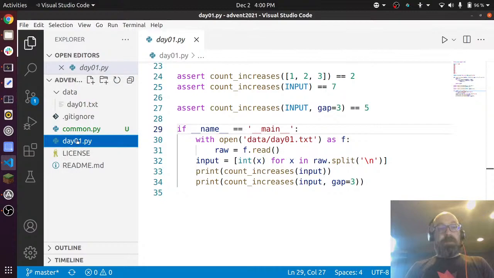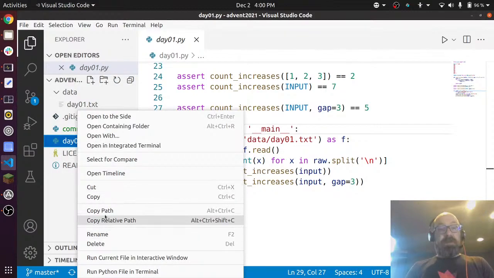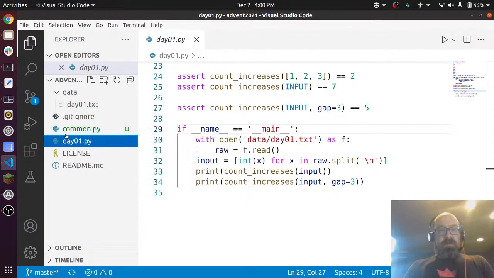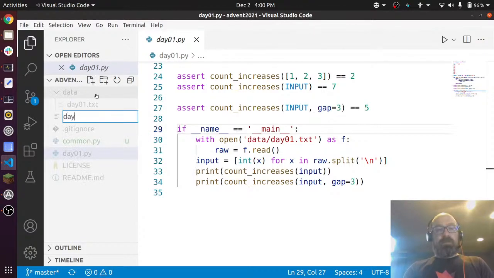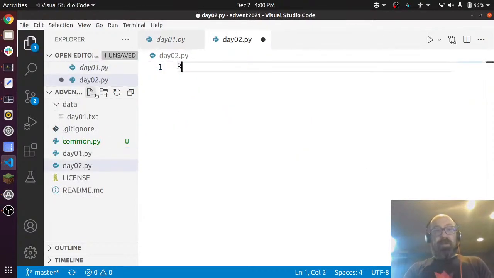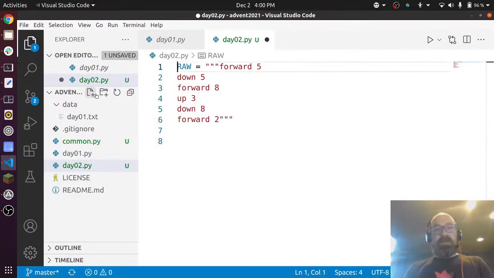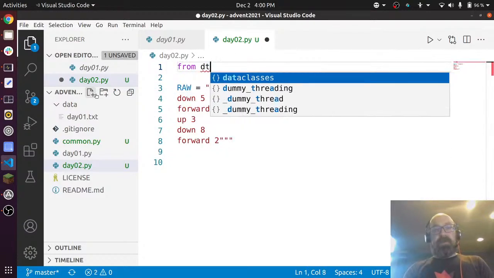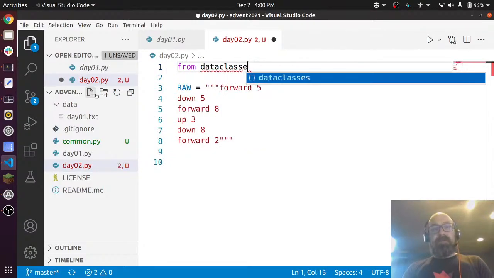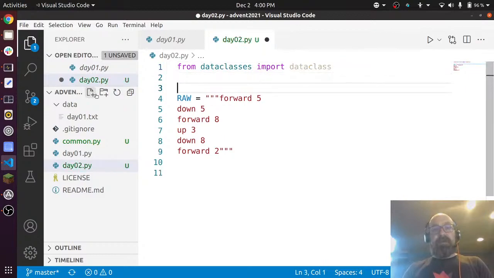Okay, so seems good enough. So let's just put in this raw input and let's think about how to represent a command. I know in years past I've said I don't like data classes. I've given up that crusade. Now I use them even though namedtuple is better.